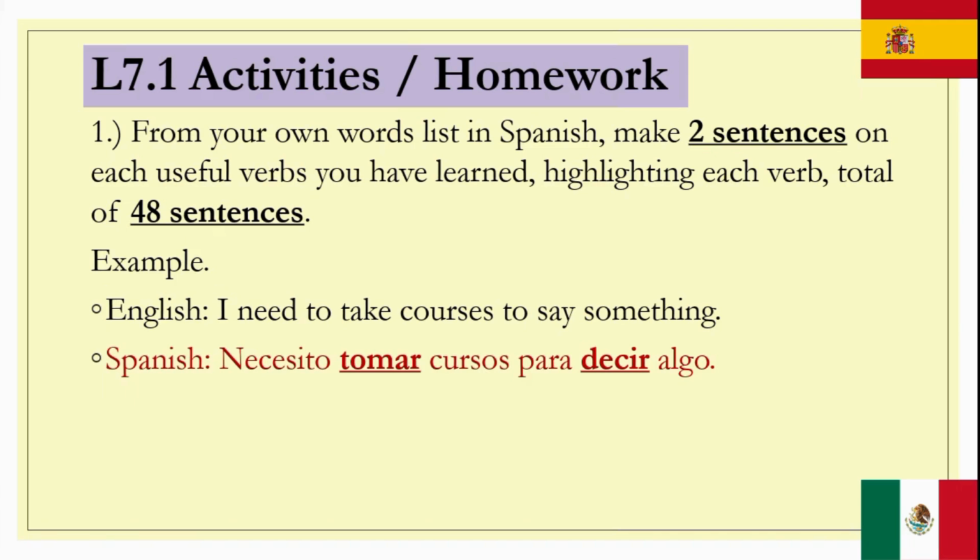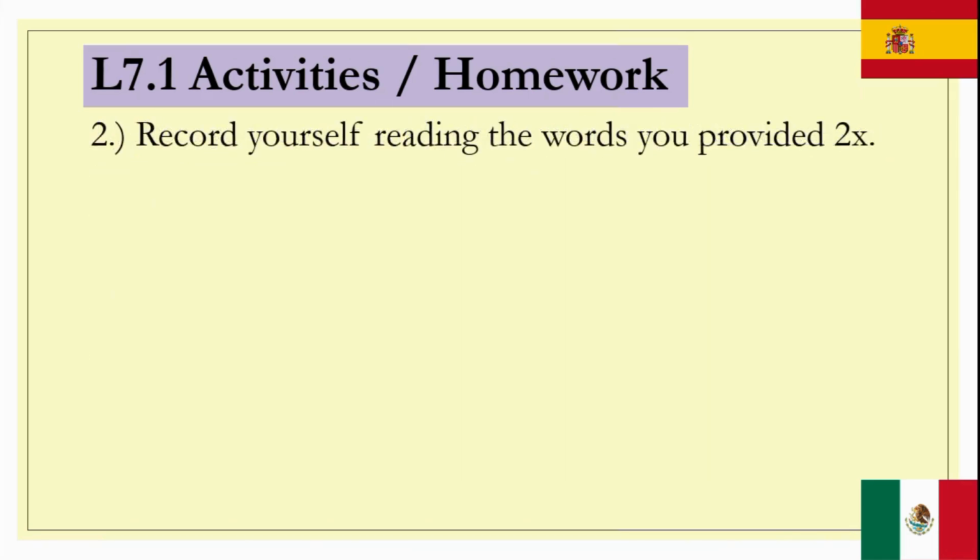And for the activities on this part, from your own word list in Español, make 2 sentences for each useful verb you have learned, highlighting each verb, a total of 48 sentences. You can just put a highlight mark or an underline on the verbs you use. Por ejemplo, necesito tomar cursos para decir algo. And then, after that, you need to record yourself reading the sentences you've provided twice. I mean, twice only here, because it's a lot.